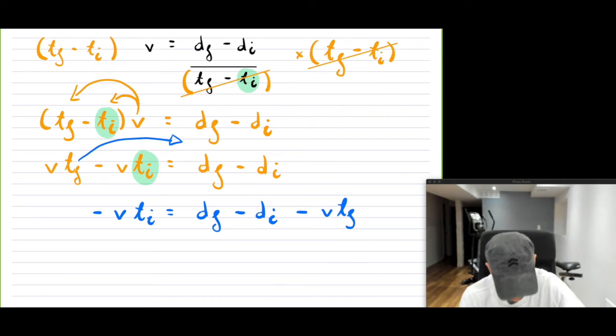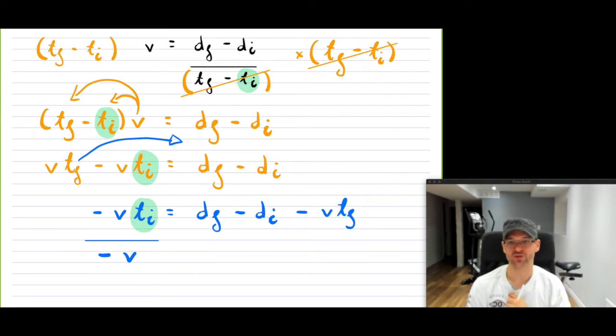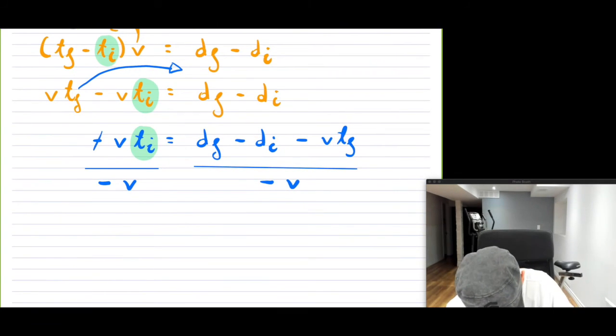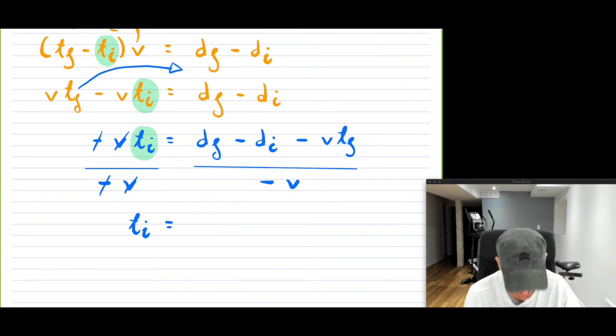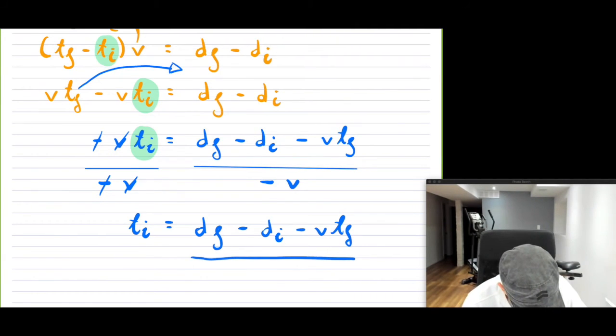Now finally, because I am after this ti, what I need to do is divide both sides by negative v. So the negatives cancel, and the v cancels, and I have to do that to both sides. So this negative cancels, the v cancels, and voila, you have your ti. Now, the interesting thing is, your answer is df minus di, minus v tf, all over negative v.